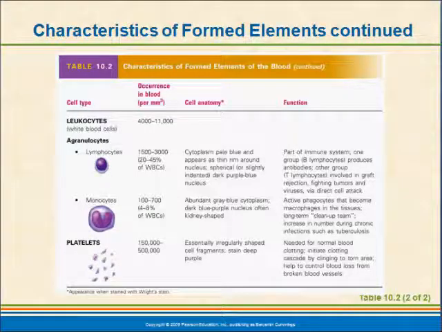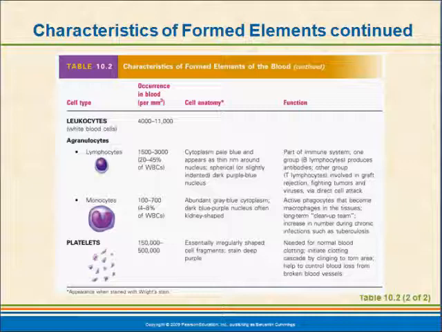There are also agranulocytes. Now, the granulocytes are called that because they have little granules that you can see microscopically. Agranulocytes do not, but they're still white blood cells. And this consists of the lymphocytes and the monocytes. Now, lymphocytes, these are part of the immune system, and they consist of B lymphocytes and T lymphocytes, and we will talk at length about these when we get into immunity.